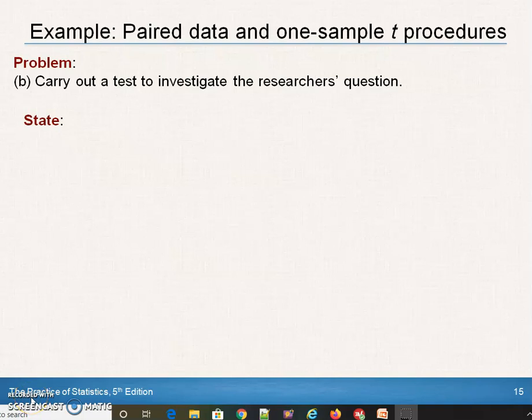So this is 9.3 continued. Let's start this problem a little bit, at least, over again. We're supposed to carry out a test to investigate the researcher's question about the depression.